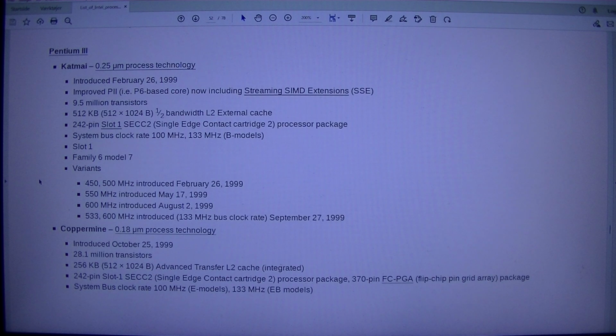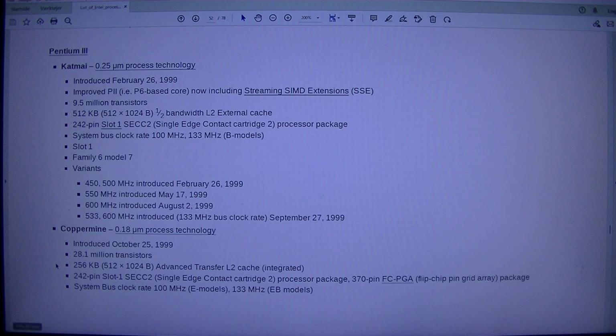550 MHz introduced the 17th of May, 1999. 600 MHz introduced the 2nd of August, 1999. 533, 600 MHz introduced, 133 MHz bus clock rate, the 27th of September, 1999. Coppermine 0.18 micrometer process technology introduced the 25th of October, 1999.